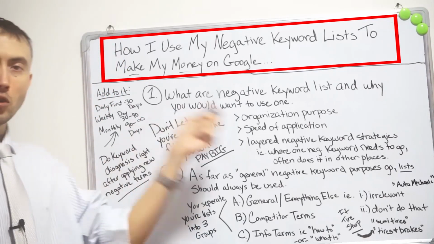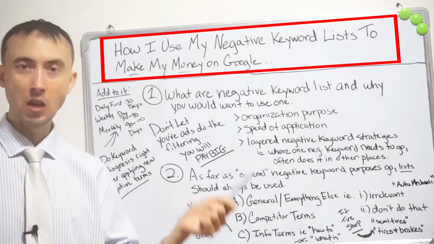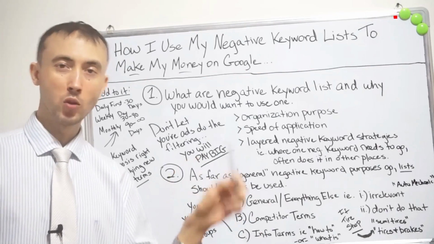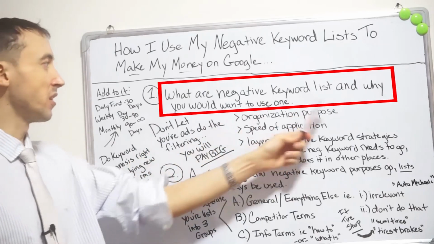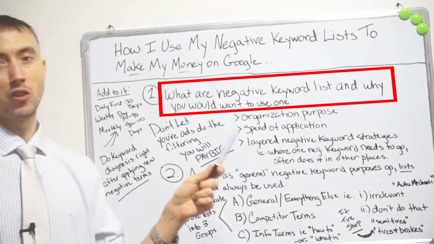So anyway, as usual, I have a short list of things that I will then cover about the do's and the don'ts and how to do this, what kind of results you can expect, and so on and so forth in this video. The very first thing I want to cover is, what are negative keyword lists, and why would you want to actually use one? So there's just a short list.